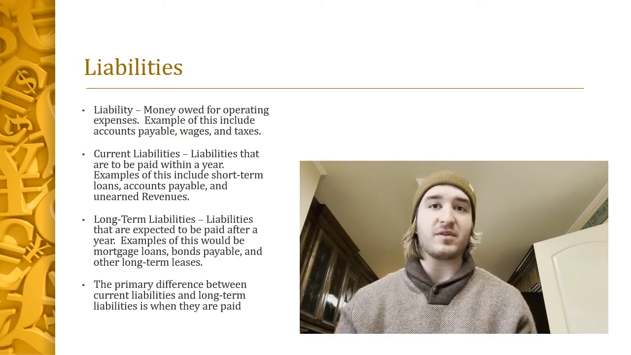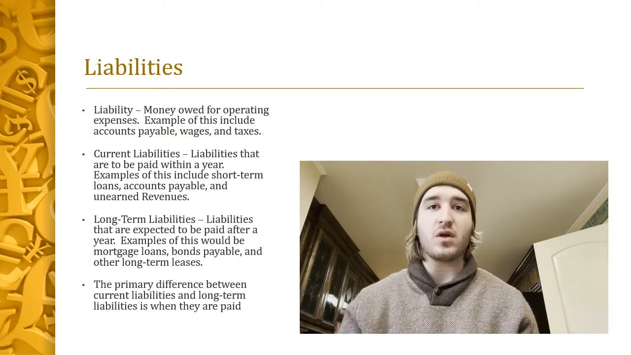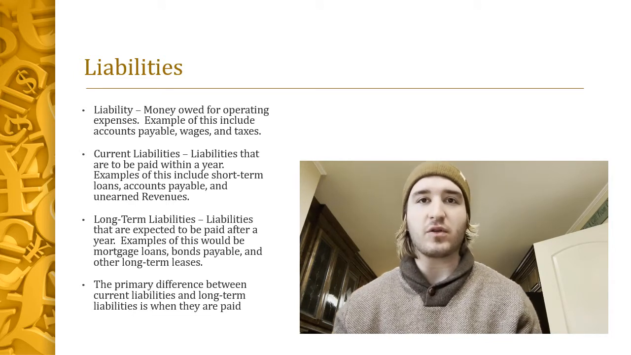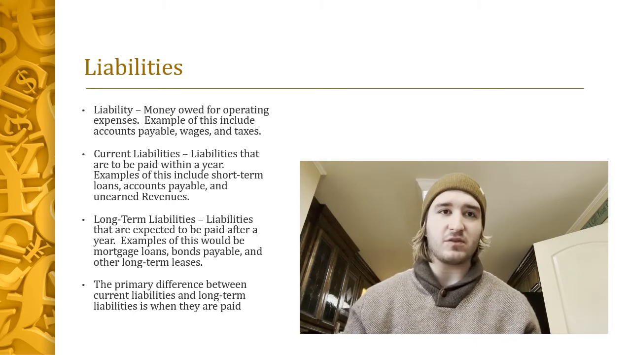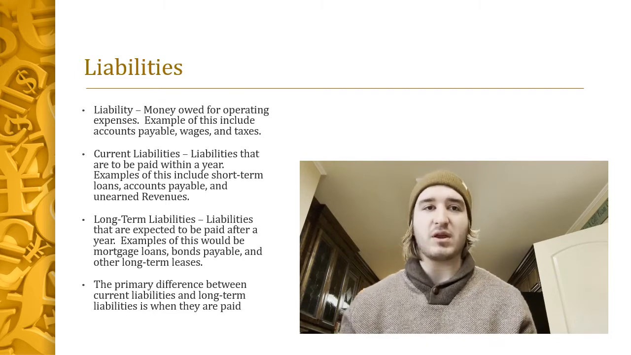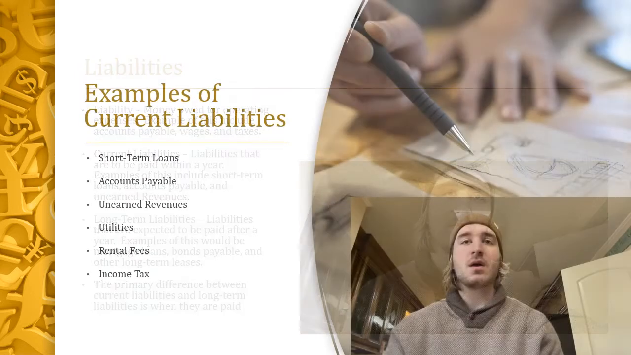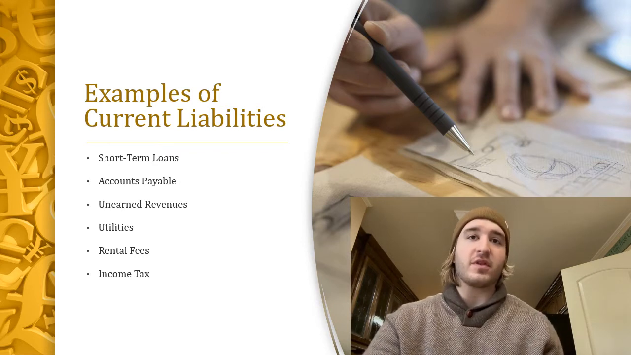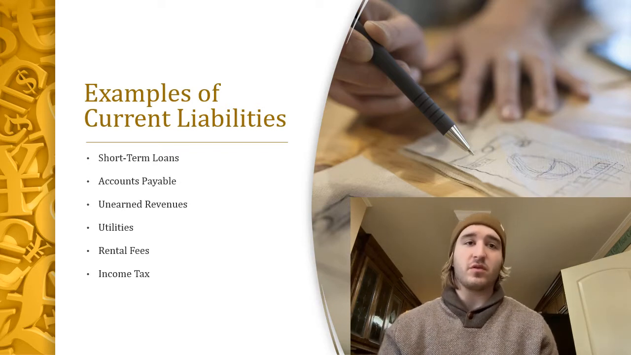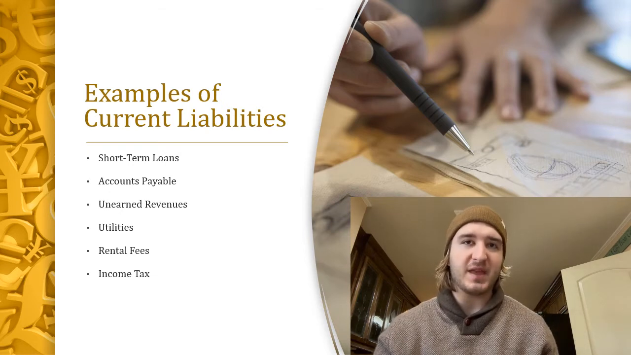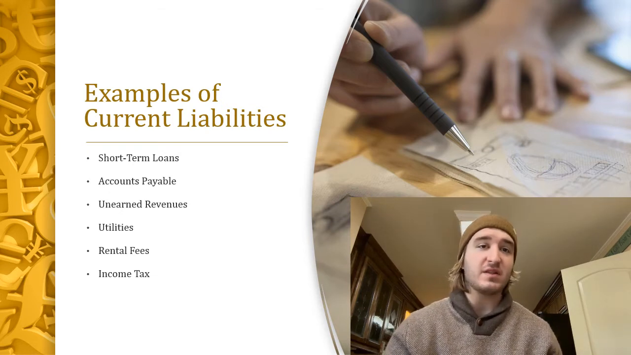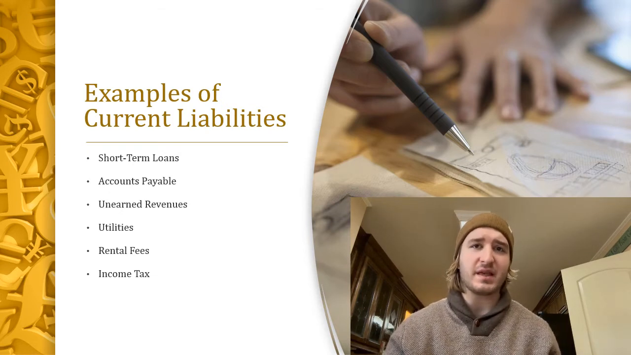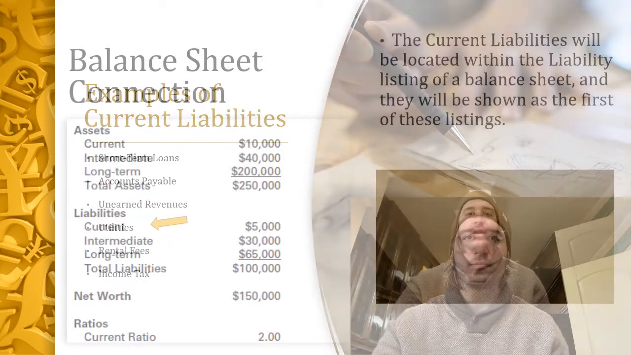Some examples of these could be your mortgage loans, your bonds payable, and other things that would be just long-term. And the primary difference between these two is just the amount of time between when you would pay these. Some key examples of your current liabilities would just be your short-term loans, your accounts payable, any unearned revenues, your utilities, rental fees, and like your income taxes.